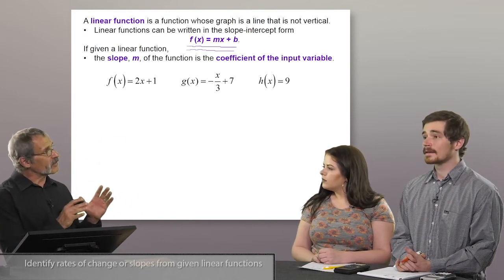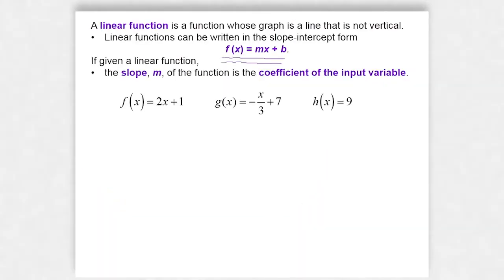The first function is f of x. It seems like it's already written in this form. I'm not trying to give you a hint, but identify the slope. It would be what? It would be 2. It would be 2 because it's the coefficient in front of x. So the slope is 2. Very good.